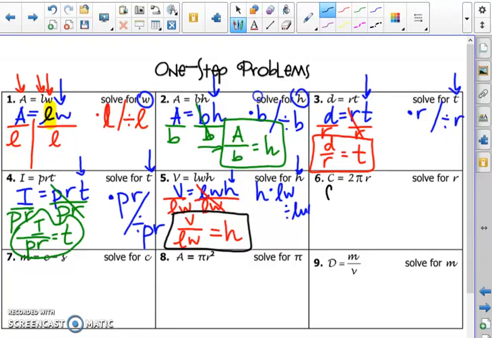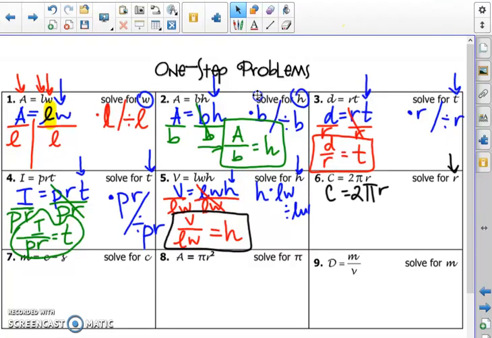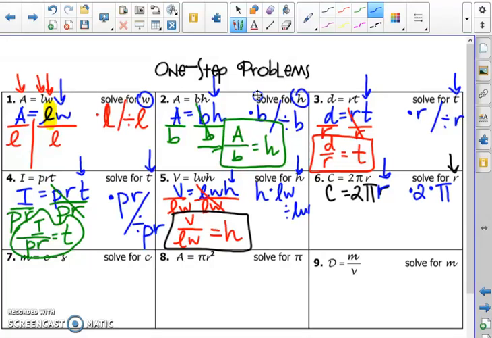All right, number 6, C is equal to 2 pi r. We're solving for r. So this one actually does have a number. It's got that 2. And then looking at r, it's being multiplied by 2, and it's being multiplied by pi. So we're going to do the inverse. We're going to divide by 2 pi, divide by 2 pi, and we just have C over 2 pi is equal to r.